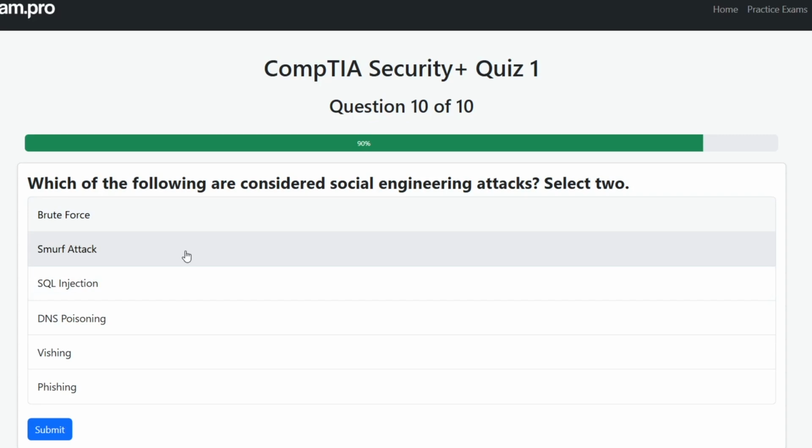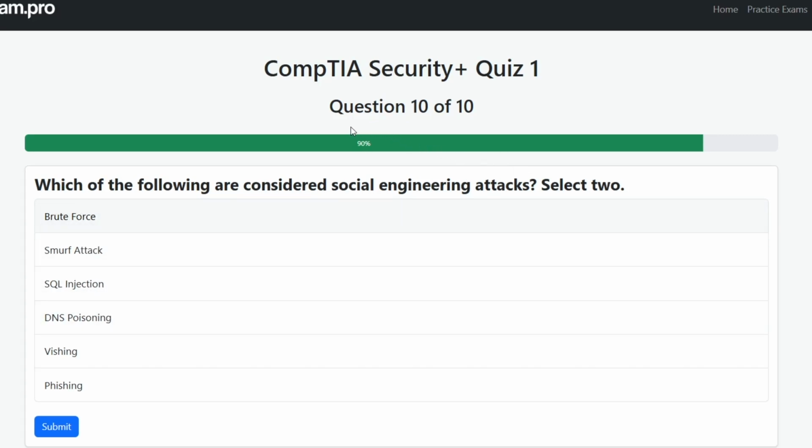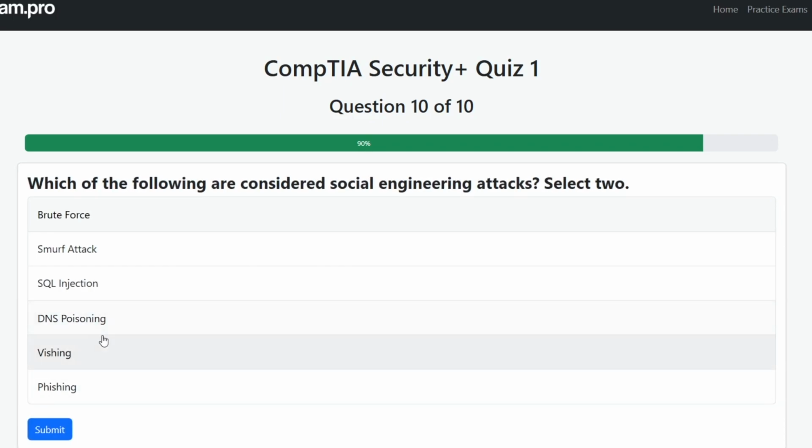Then we have a Smurf attack, which is a denial of service type of attack, which once again is a technical style of attack. So that would not be social engineering. Then we have SQL injection, which exploits vulnerabilities in SQL databases, sometimes done through web pages, which is once again a technical exploit. Then we have DNS poisoning, which is a technical attack that alters DNS records, which may redirect you to pages that may be malicious. So that would also be a technical type of attack.